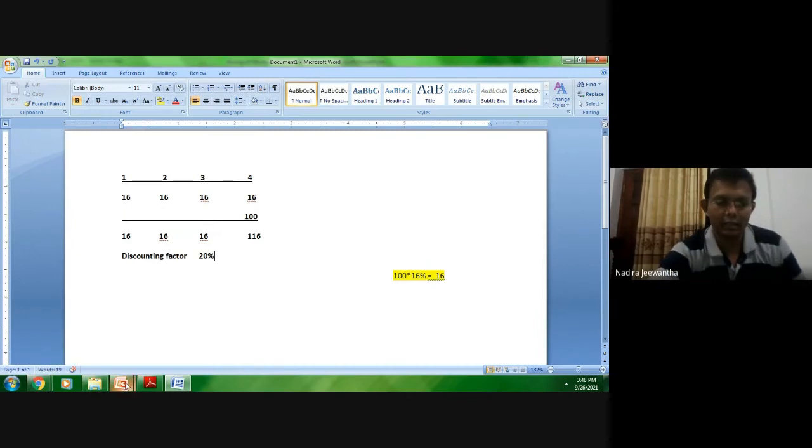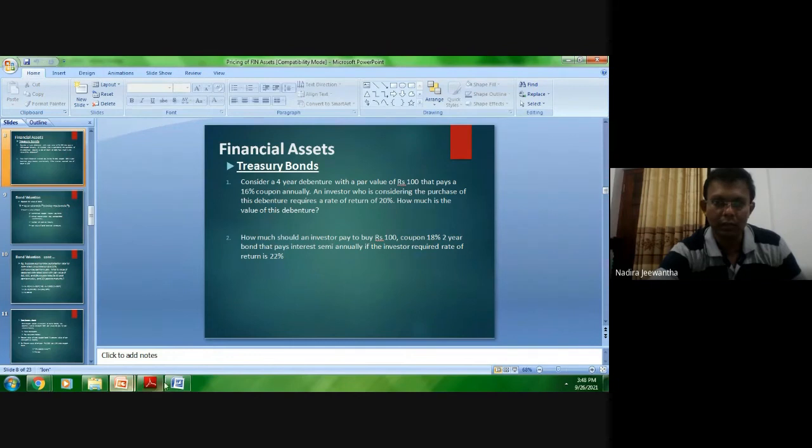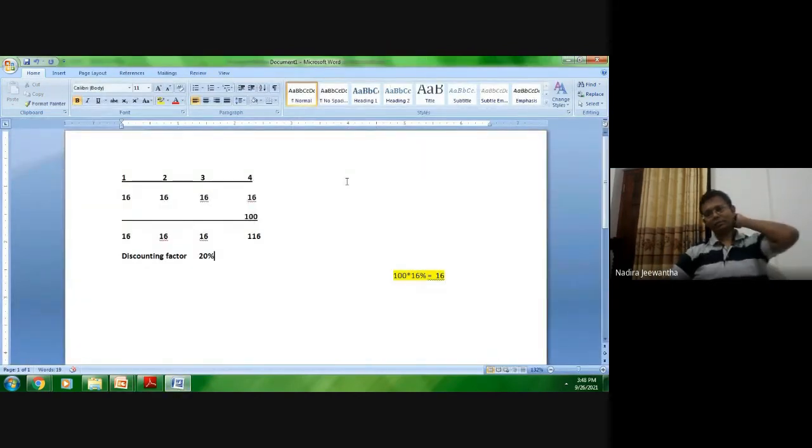20% is a discounting factor. It is the required rate of return. That is simple. Expected return and the required rate of return are two different things, but don't worry about that. Here, it is the discounting factor. We will not be learning here how to find the discounting factor, which is out of your syllabus. Otherwise, there are methods to find the discounting factor based on the dividend model and CAPM, the capital asset pricing model. But here, how to decide this 20?